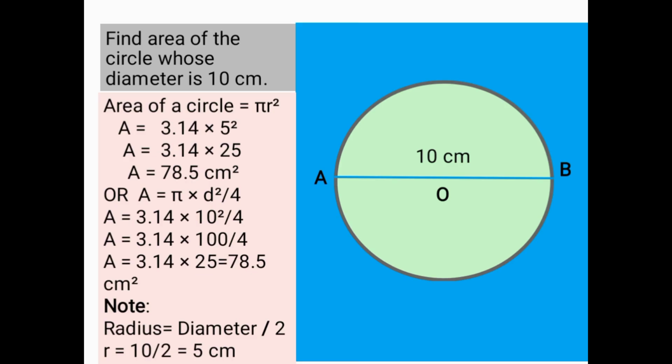OR. A = pi times d square divided by 4. A = 3.14 times 10 square divided by 4. A = 3.14 times 100 over 4. A = 3.14 times 25 = 78.5 centimeters square. Note: radius equals diameter divided by 2. R = 10 divided by 2 = 5 centimeters.